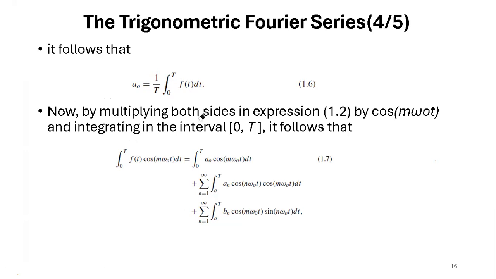Now, by multiplying both sides of the expression by cos m omega t and integrating from 0 to T, the integral of f of t cos m omega t dt is equal to the integral of a naught cos m omega t dt, plus the summation of a n times the integral of cos n omega t cos m omega t, plus the summation of b n times the integral of cos m omega t sin n omega t.